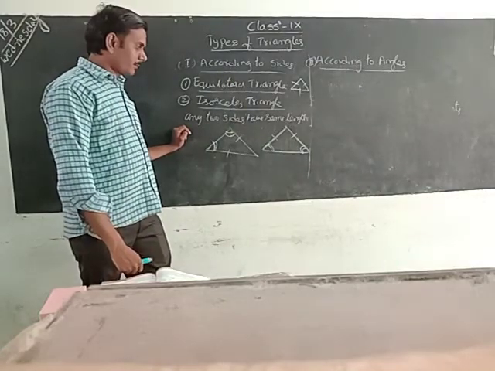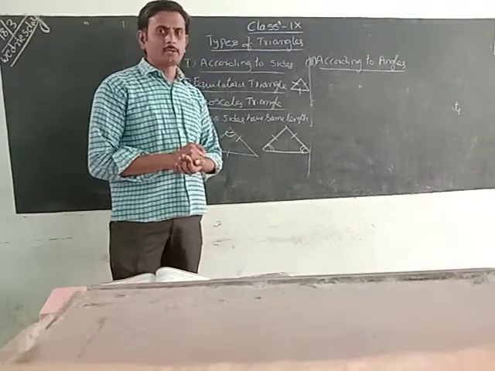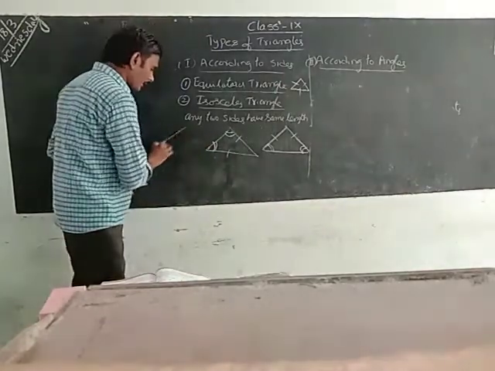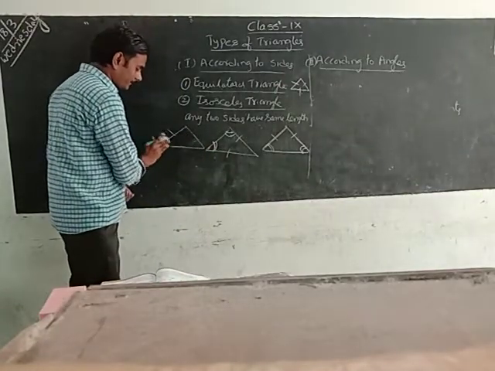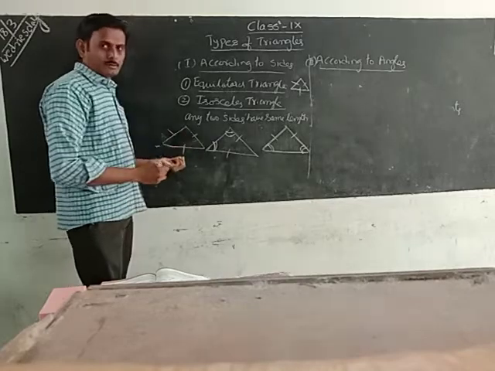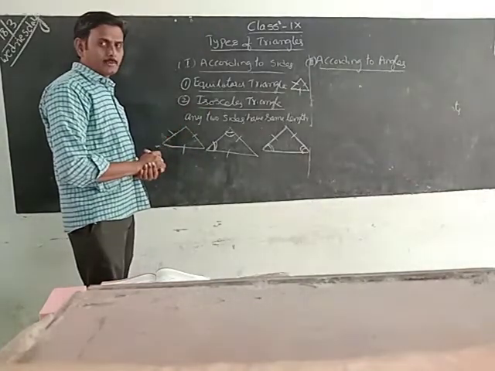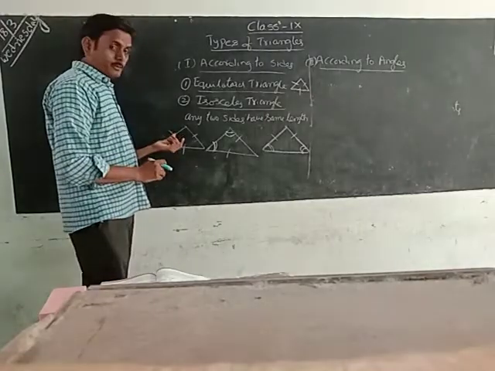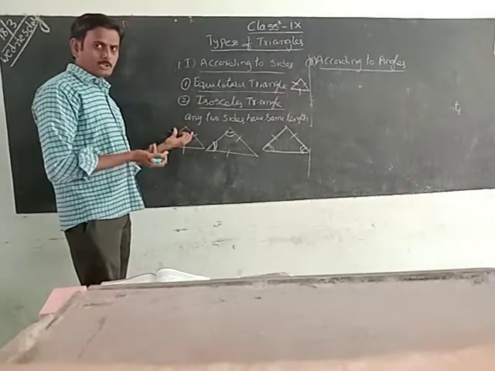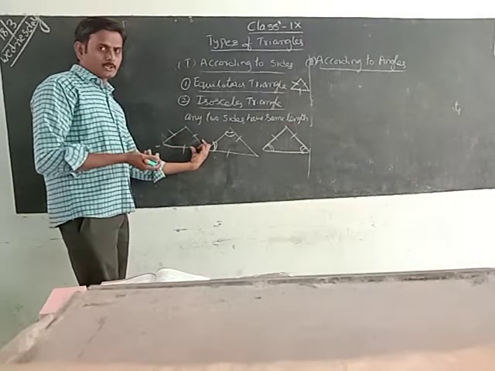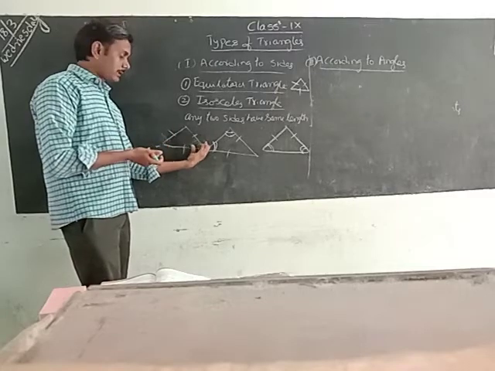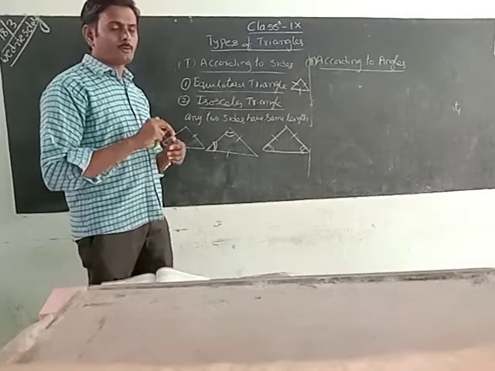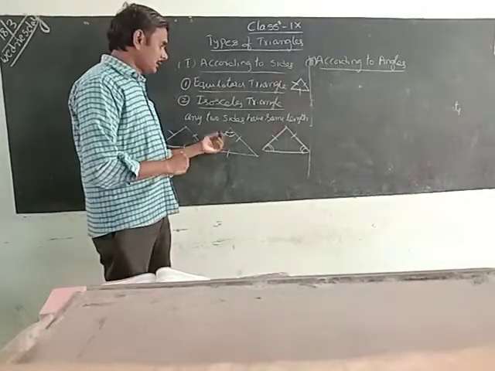I think you may get one doubt here. What is that doubt? Shall we say an equilateral triangle is an isosceles triangle? In an equilateral triangle all sides are equal, but the isosceles requirement is that any two sides should be equal. That means if you consider these two sides, we can say it is equilateral, but we can also say this is an isosceles triangle. We don't need to take care about the third side. This is the isosceles triangle.